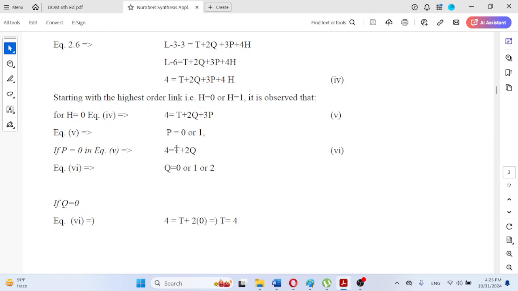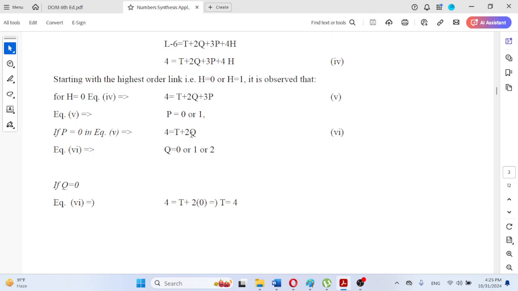So if P is equal to 0, we put it in this fifth equation. So if P is equal to 0 in this equation, T plus 2Q will be equal to 4. Again in this equation we will be starting from the highest order link, which is quaternary link, and it can adopt only 0, 1 or 2, meaning 3 values it can adopt.